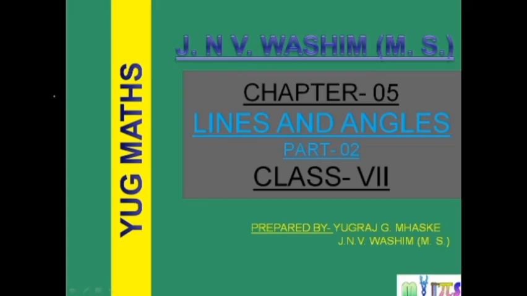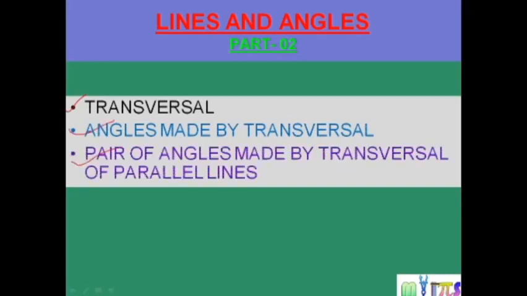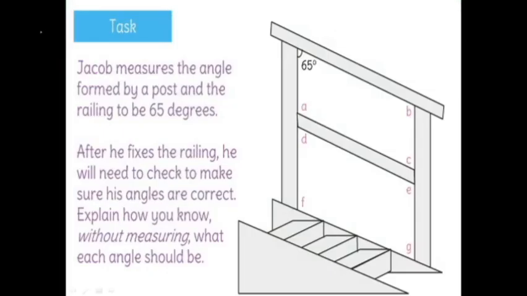Hello friends, today we are going to discuss part 2 of chapter 5, Lines and Angles, of class 7 Maths. In this part 2 of Lines and Angles, we will discuss transversal, angles made by a transversal, and pairs of angles made by a transversal of parallel lines. Let us start this part with one task.